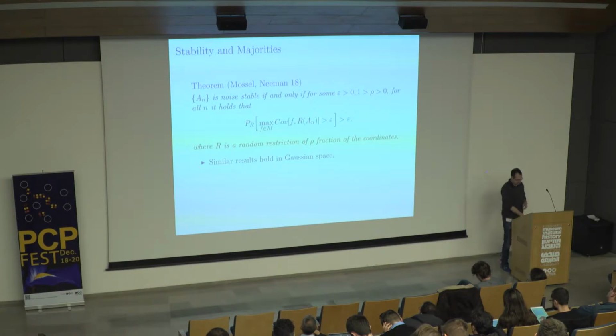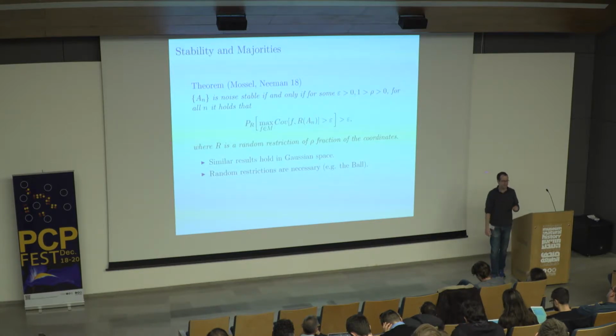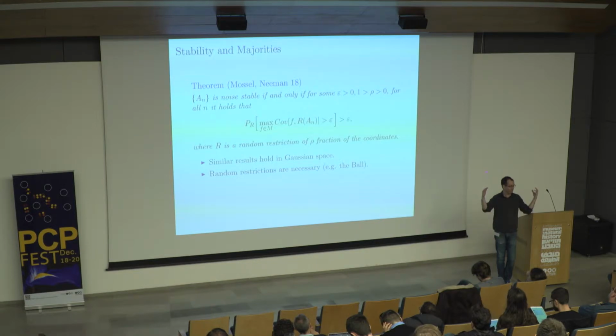Let me make some comments. A similar result holds in Gaussian space. The random restrictions are necessary, and it's easy to see this in Gaussian space. One example in Gaussian space that's noise stable is the ball. If you look at the ball in Gaussian space of measure 1/2, you can compute, and it is noise stable.